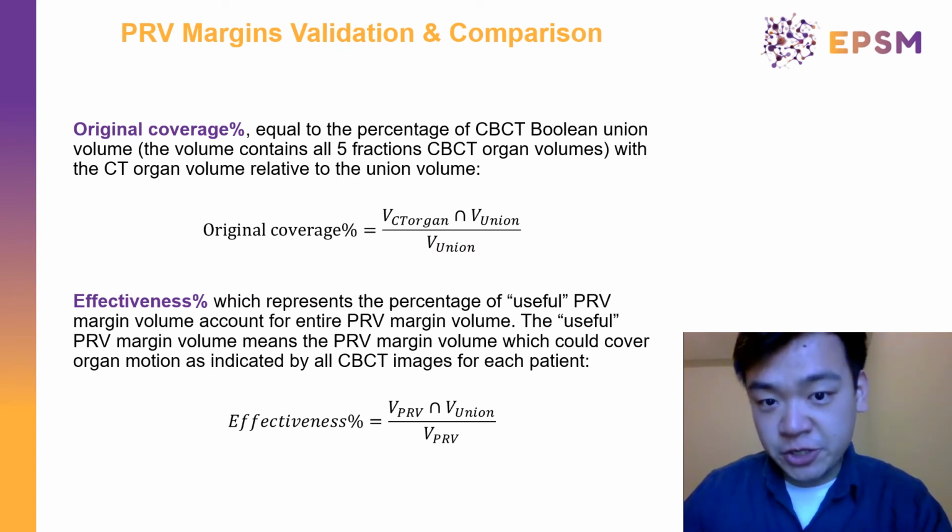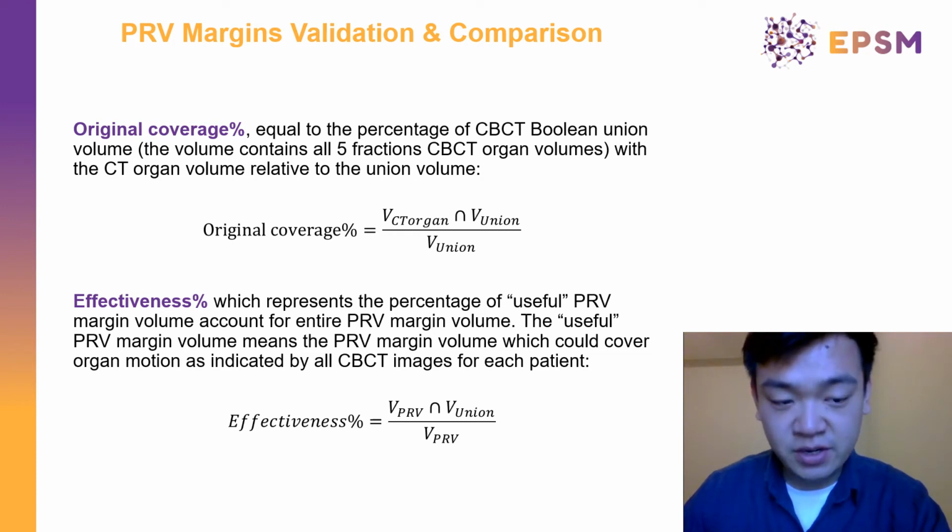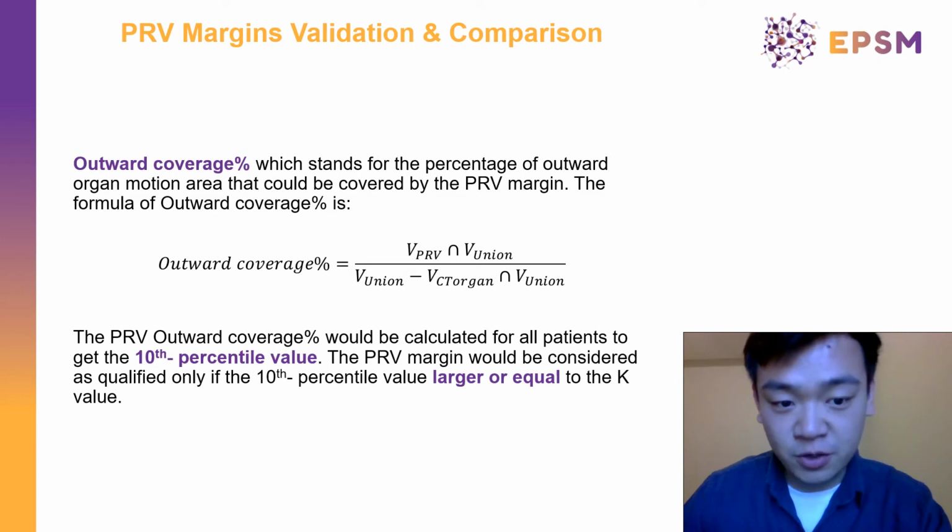After generating PRV margins, we designed 3 parameters to help us validate and compare the performance of the PRV margins. The first one is called original coverage, which is equal to the percentage of the CBCT ballooning union volume with the CT organ volume relative to the union volume. The second one is called effectiveness, which represents the percentage of useful PRV margin volume accounting for the entire PRV margin volume. The useful PRV margin volume means the PRV margin volume which could cover organ motion as indicated by all CBCT images for each patient. The third one is called outward coverage, which stands for the percentage of outward organ motion area that could be covered by this PRV margin.